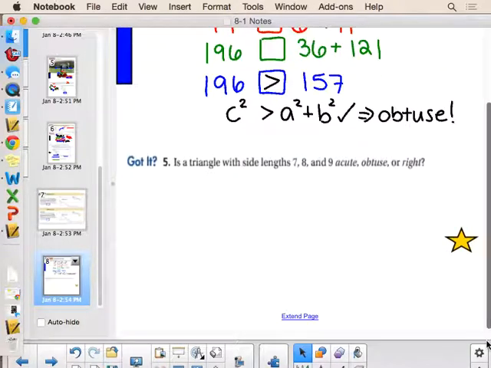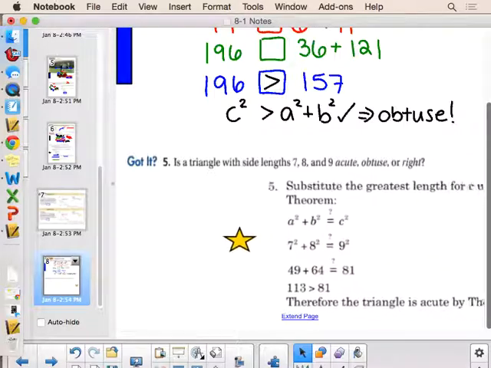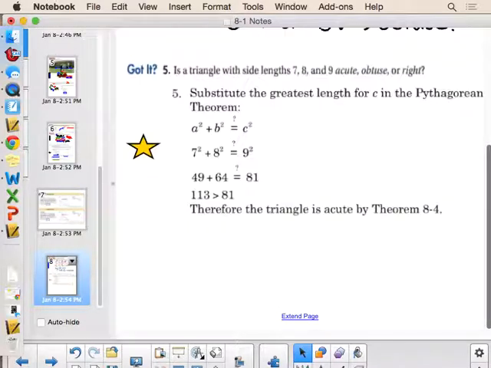I give you a triangle that has side lengths of 7, 8, and 9. Is it acute, obtuse, or right? Try it yourself and you're almost done. Checking your answer. Hopefully you got the answer. We have an acute triangle.